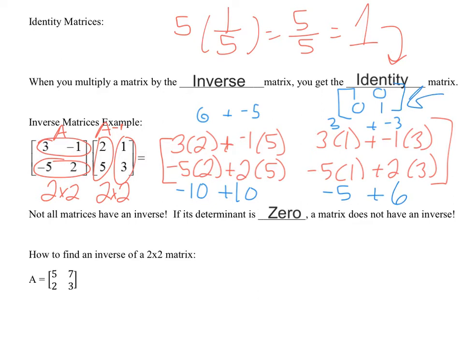Something to take note of is that not all matrices will have an inverse. And how you tell that is if the determinant is 0, then it doesn't have an inverse. So check a matrix for its determinant and make sure that it's not 0 first. If it is 0, then you just tell me, you can't fool me, Miss Holly. Undefined, it does not have an inverse.